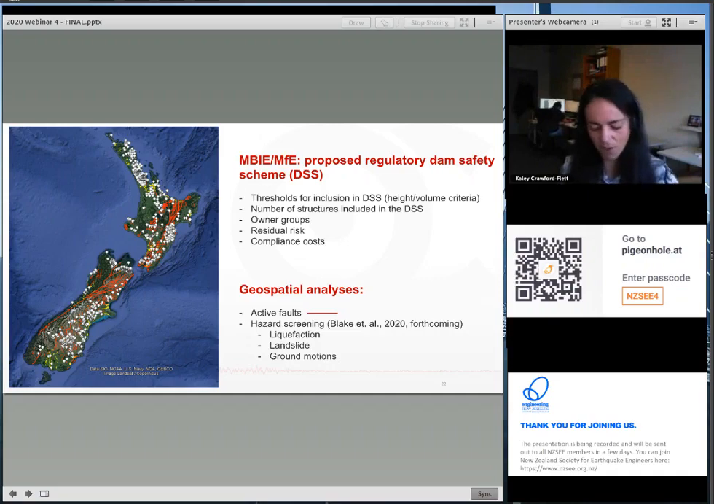Conrad showed some of the national maps that QuakeCoRE have been putting out, Dr. Brendon Bradley's group. And as you can see from the very active map on the left, if we overlay active faults with our dams and stop banks, we have a very, very busy map of things going on. So Daniel Blake has looked at national maps for liquefaction, landslide and ground motion exposure, and that will be coming out soon.